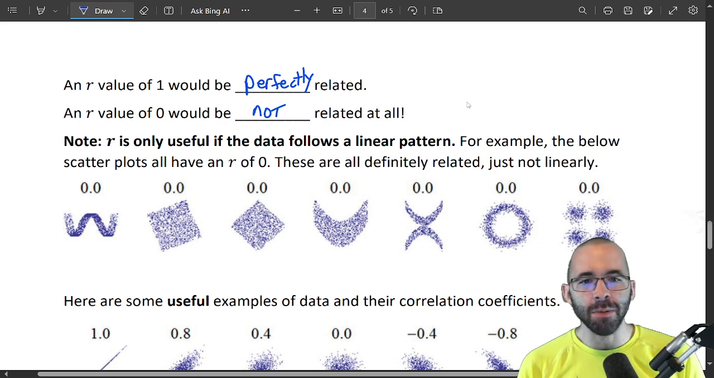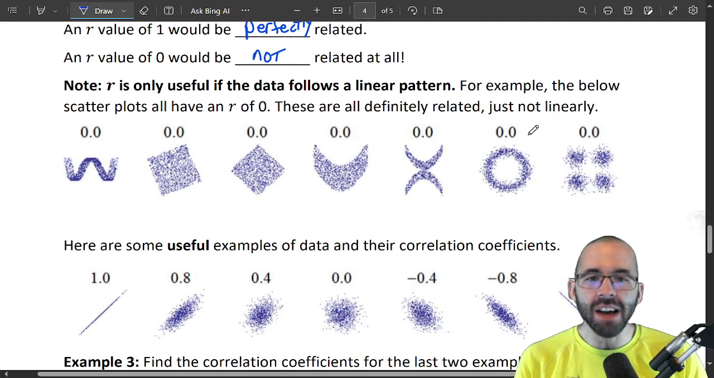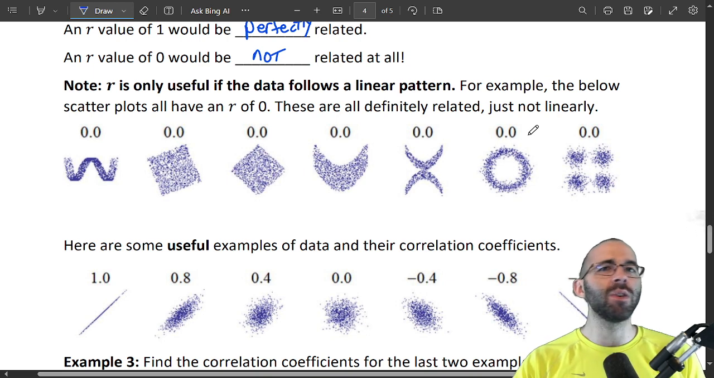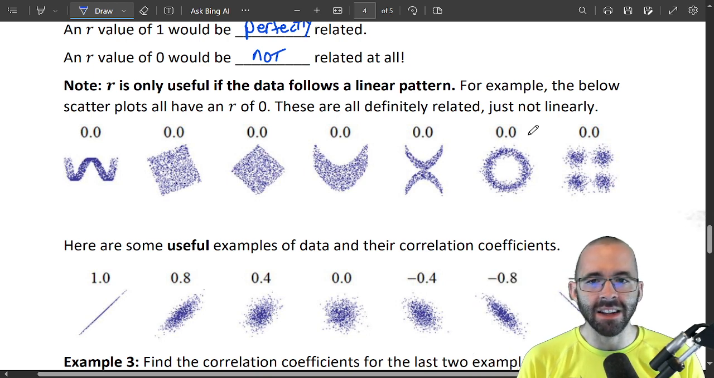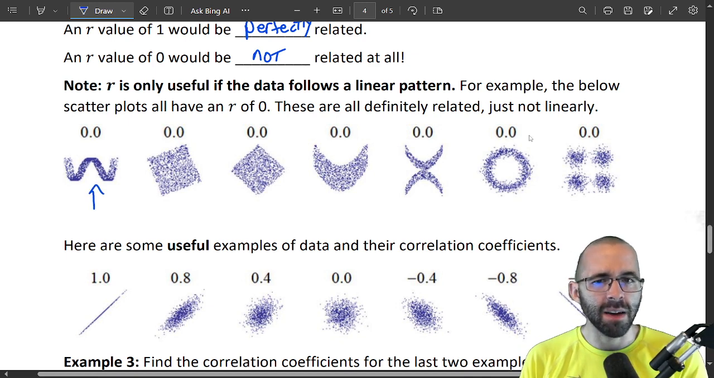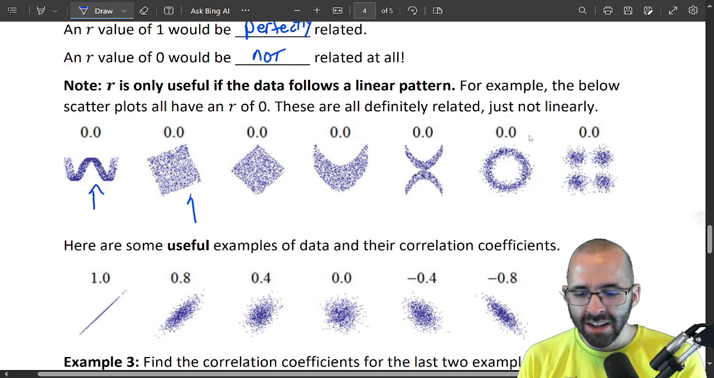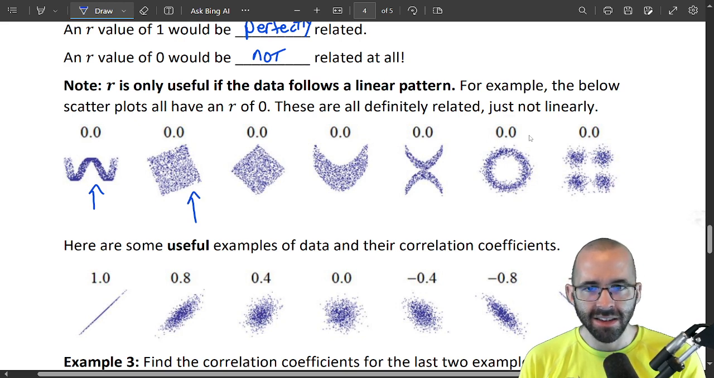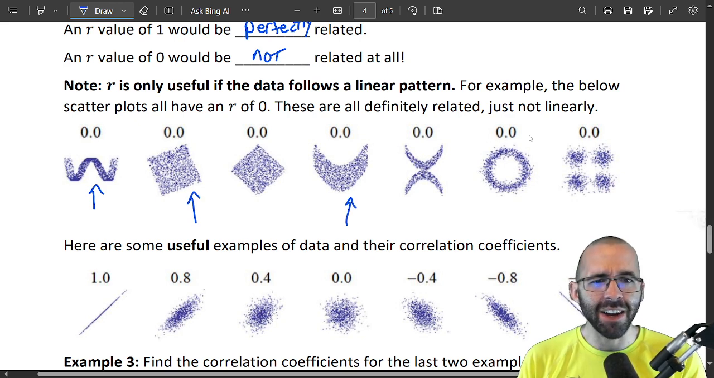So look at all these scatter plots below. These all have an R value of 0. But that R value of 0 is useless because none of this data is linearly related. This kind of looks like a quartic function, like a polynomial or maybe a sine function. This is just a rectangle. Okay, this is a smiley face, for goodness sake.